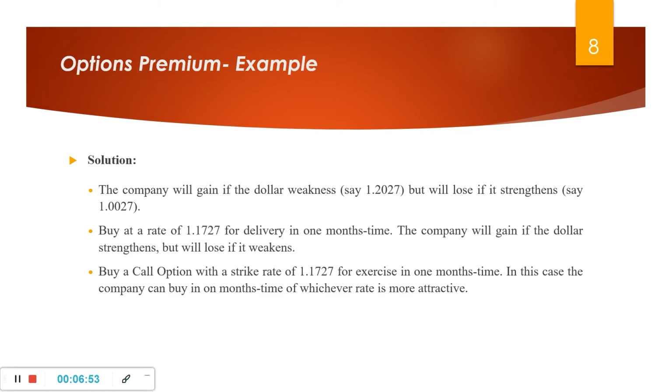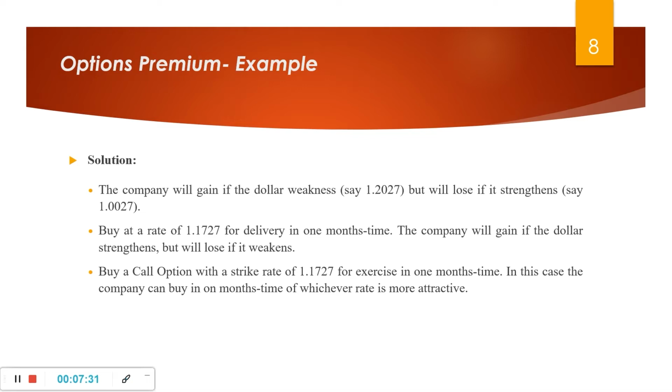The company does nothing and buys at the rate on offer in 1 month's time. The company will gain if the dollar weakens, say 1.2027, but will lose if it strengthens, say 1.0027. Alternatively, enter into a forward contract and buy at a rate of 1.1727 for delivery in 1 month's time. The company will gain if the dollar strengthens but will lose if it weakens.